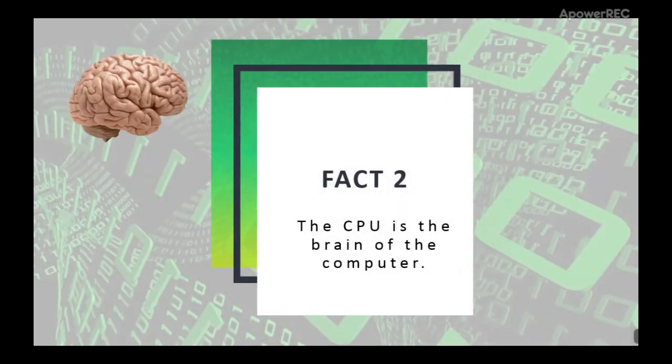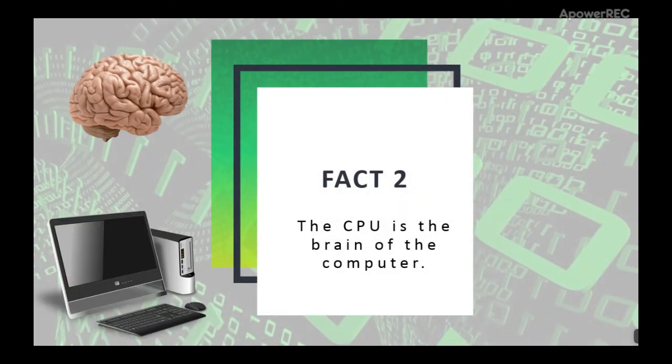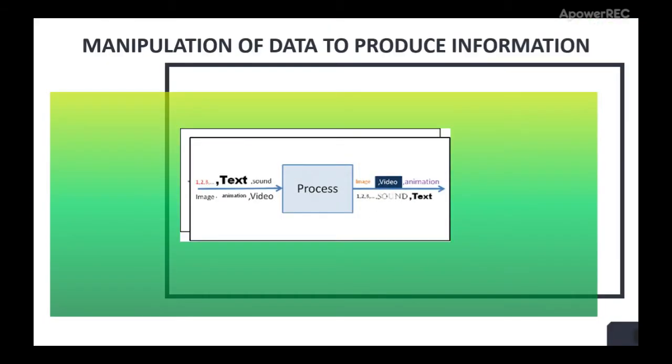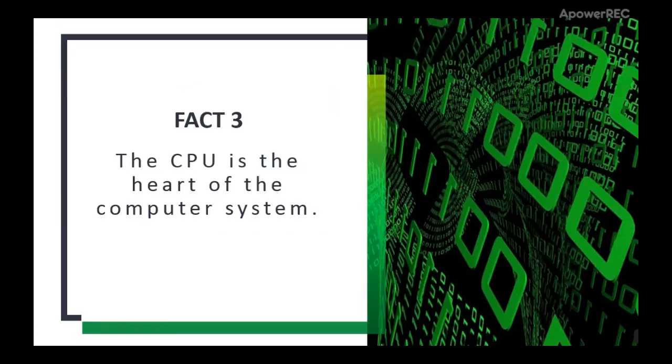Fact number 2. The CPU is the brain of the computer system. This is because it's the part of the computer that handles the manipulation of data and interpretation of instructions, just the same way the human brain handles interpretation of instruction and also controls different parts of the body.